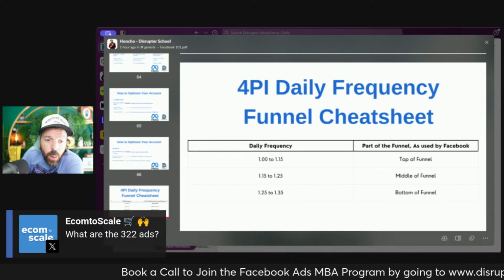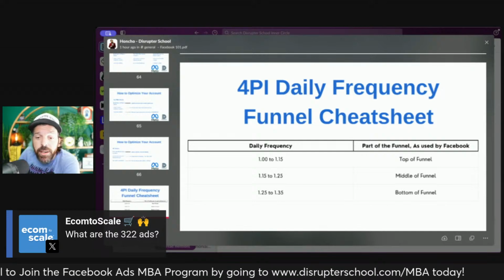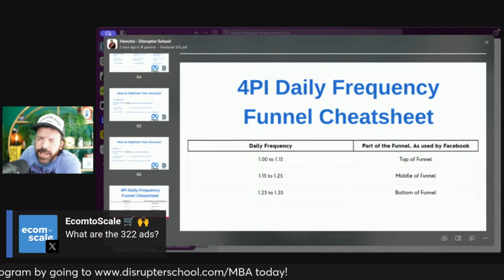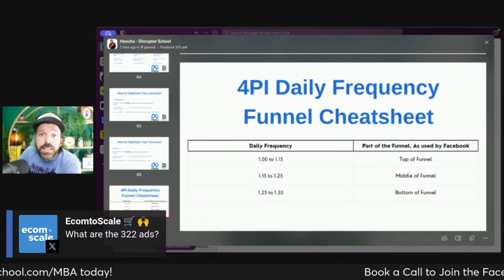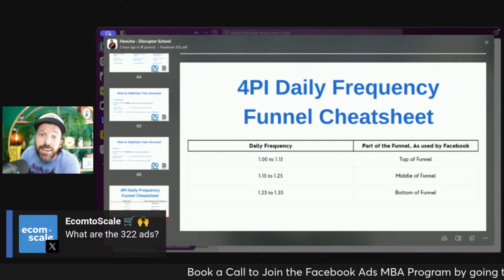E-com to scale. What are 322 ads? This is a lot to unpack here, but very easily said. Dynamic creative or flex ads, but select dynamic creative at the ad set level, please. 3 creatives, 2 primary text, 2 headlines, all of a similar concept, so that you give Facebook the opportunity of making the best ad for you.